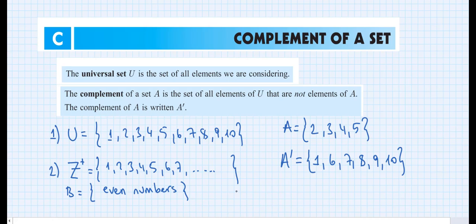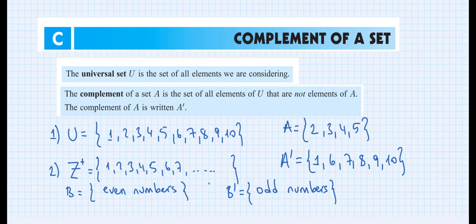And my question is, what will be the complement of B? What will be inside this set except for even numbers? It will be, of course, odd numbers. We have a special name for them, odd numbers. So the complement of the even numbers is the odd numbers, or reversely, if I introduce an odd number set, the complement of the odd numbers will be even numbers.